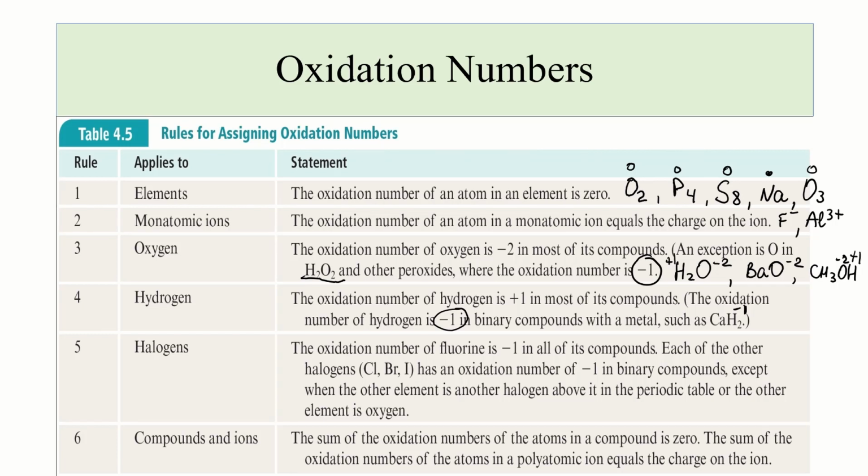Rule number 5, halogens. The oxidation number of fluorine is always -1 in all of its compounds.